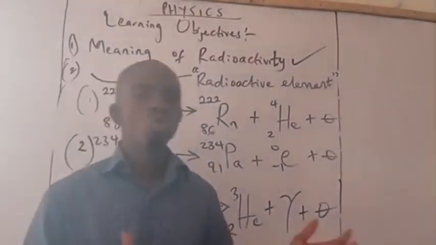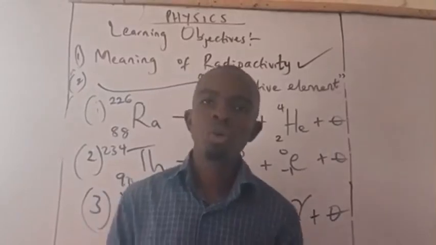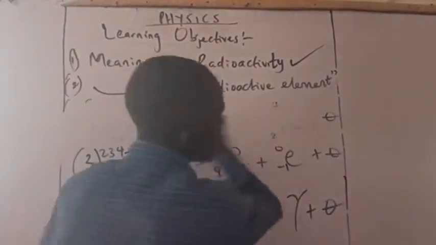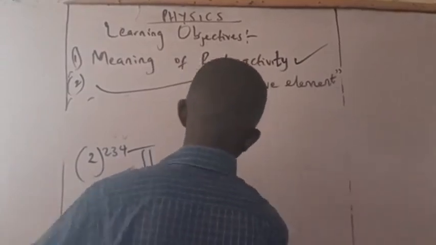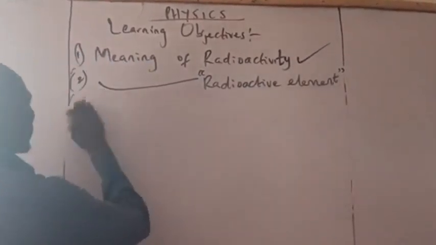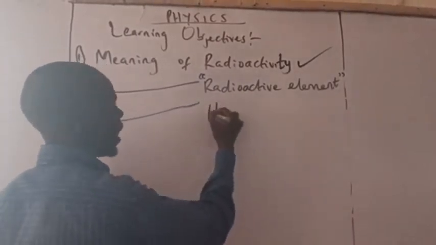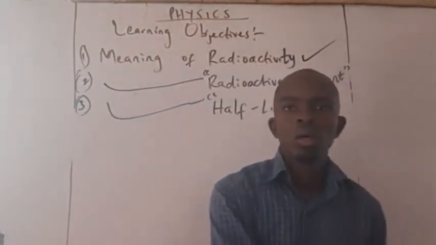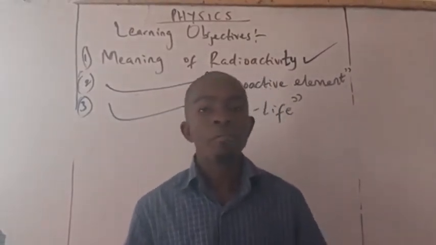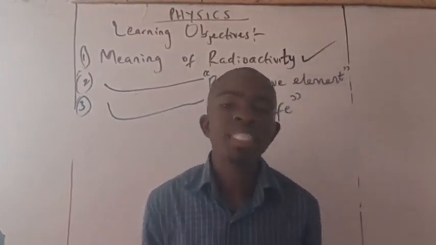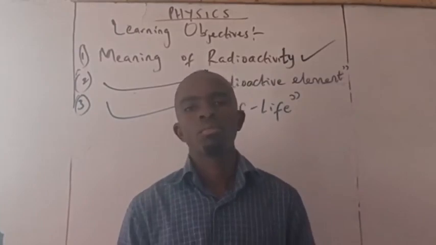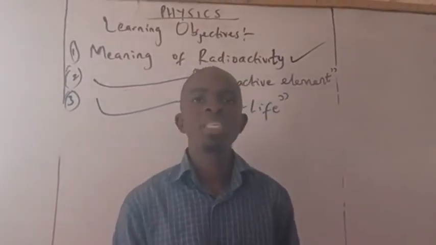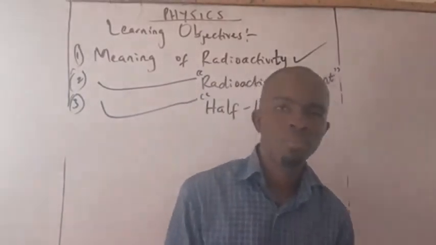So now we move to something known as half-life, which is the third objective. The meaning of half-life. What is half-life? Half-life is the time taken for a radioactive element to decay. The word decay means split, or as we said earlier, disintegrate. So what is the symbol for half-life? This is the symbol.